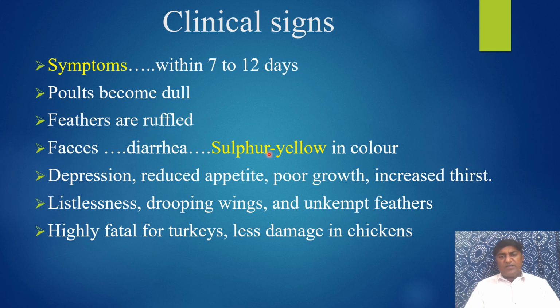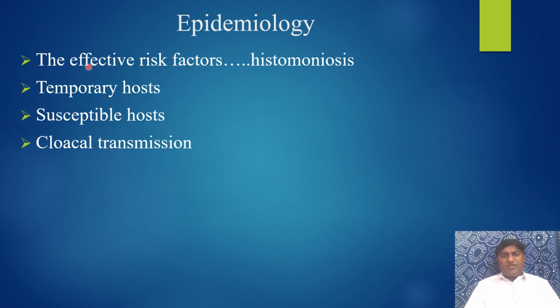A very important sign is that the feces are sulfur yellowish in color, with depression, reduced appetite, poor growth, increased thirst, listlessness, drooping wings, and unkempt feathers. It is highly fatal for turkeys, with less damage in chickens. So epidemiology: the risk factors are the temporary host, susceptible host, and cloacal transmission.